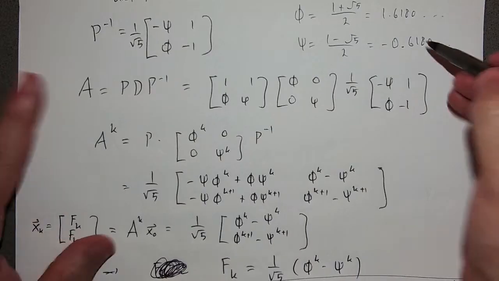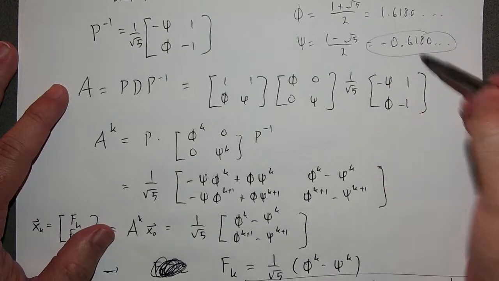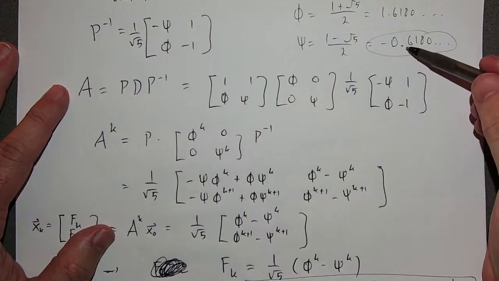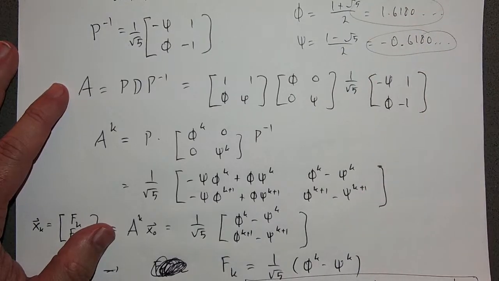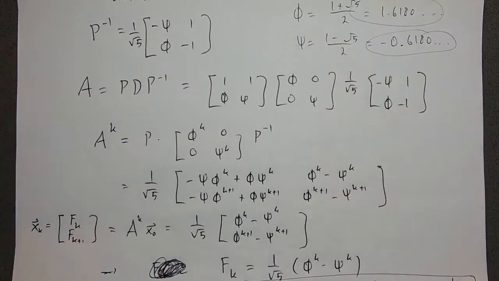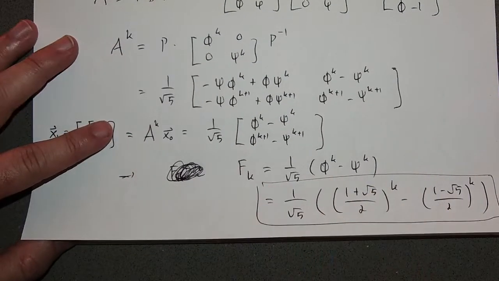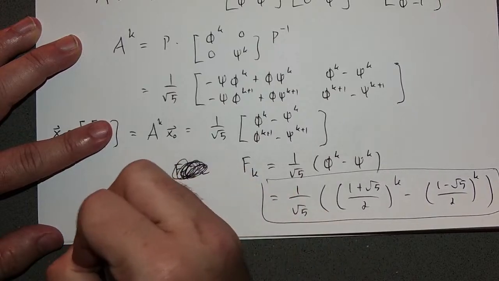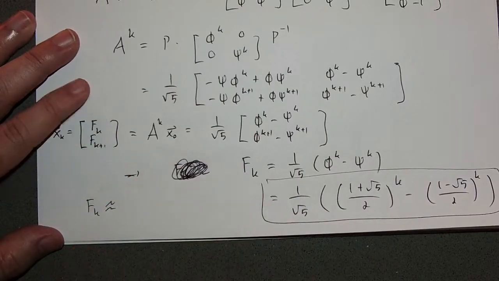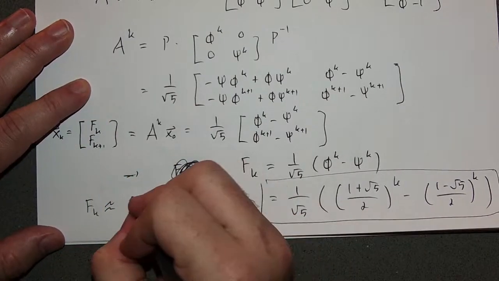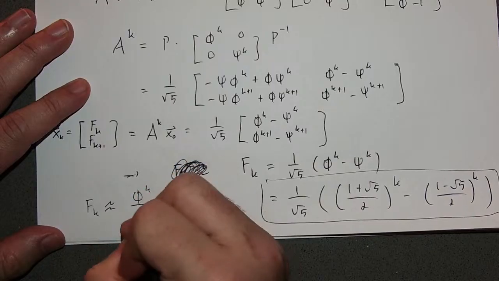Because this thing has an absolute value smaller than 1, and this one is larger than 1, this is the one that dominates. And for that reason, looking at this expression, for large k, f sub k is approximately phi to the k over square root of 5.